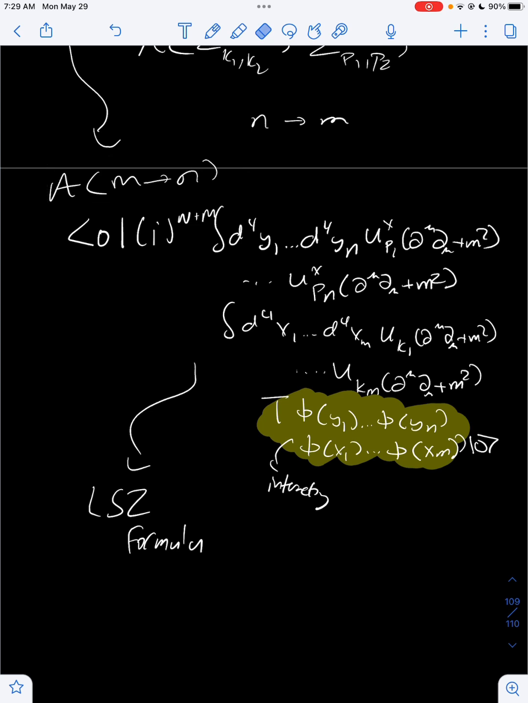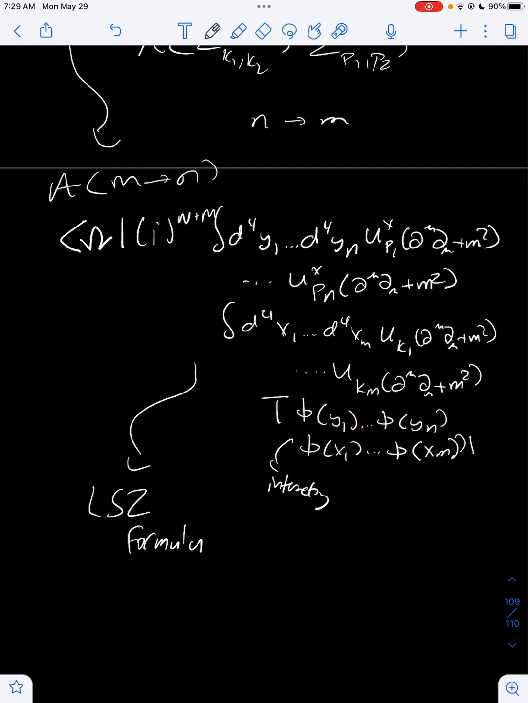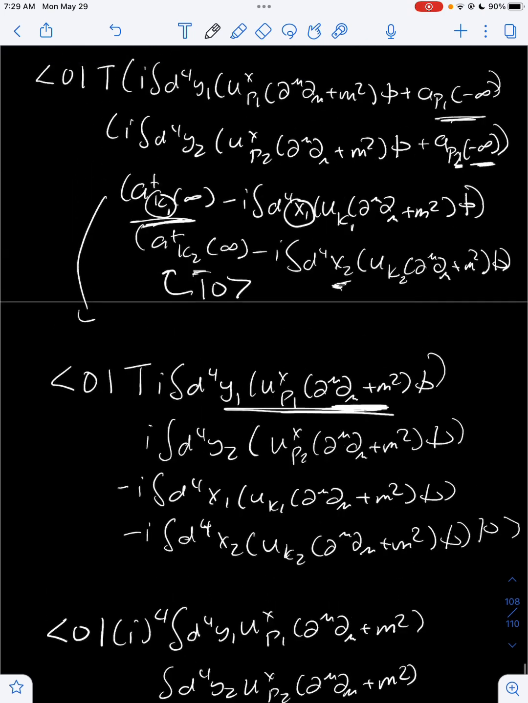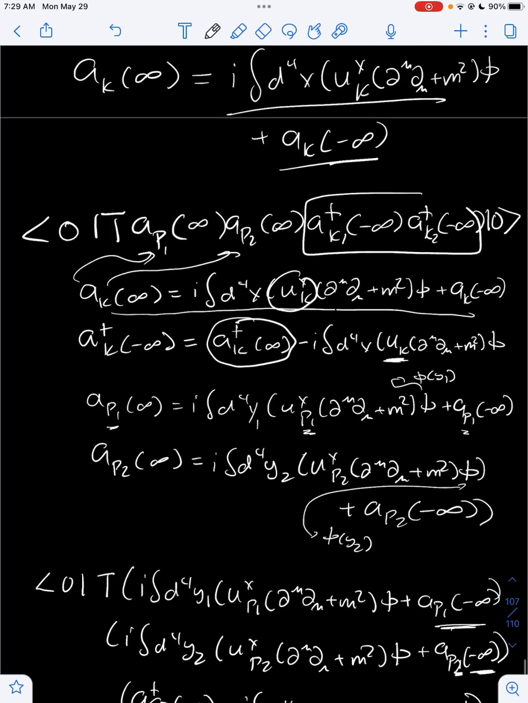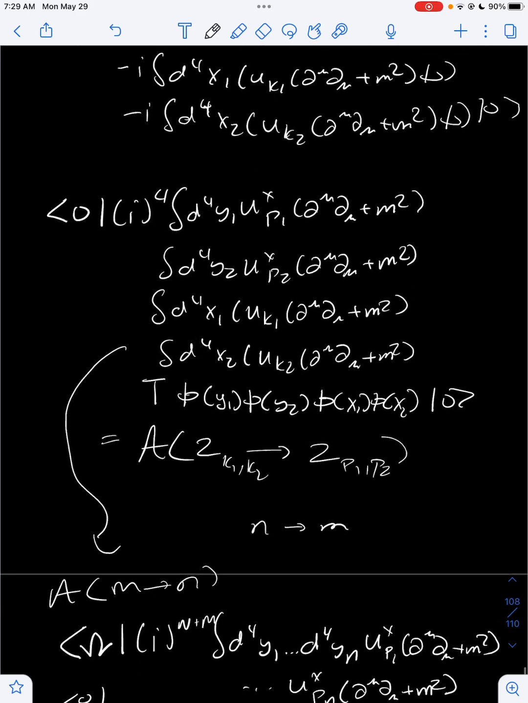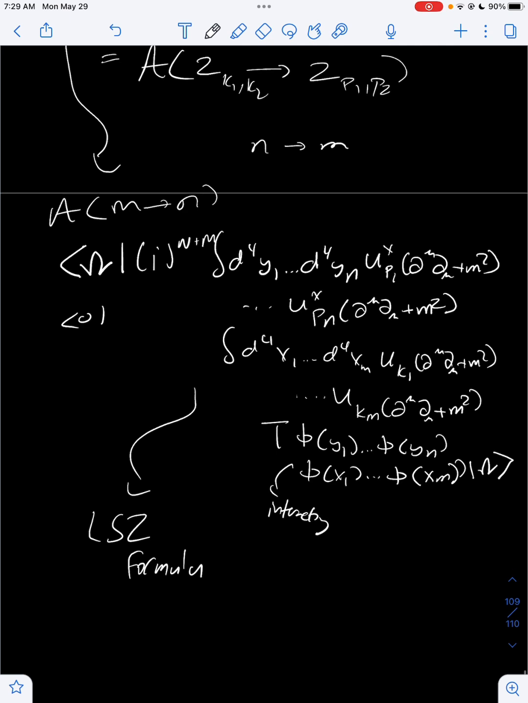And really, we should actually be using the interacting vacuum instead of the free vacuum in this case, because right now, these are interacting fields. So the interacting field should act on the interacting vacuum. Before, we had it as the free vacuum because we had the asymptotic A of P and A conjugate P, so we could have used the free vacuum. But now we're not using the asymptotic fields anymore.